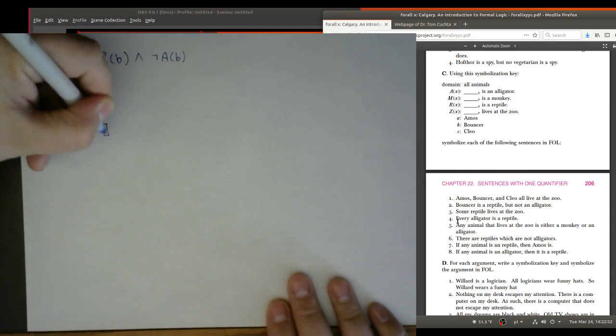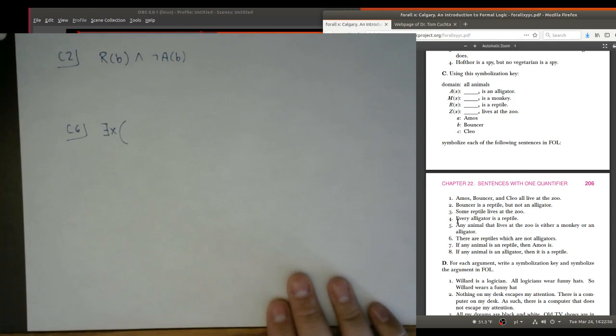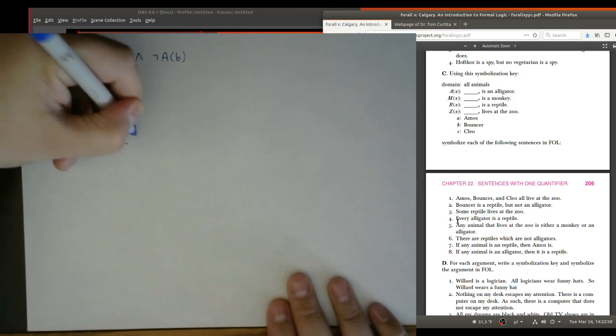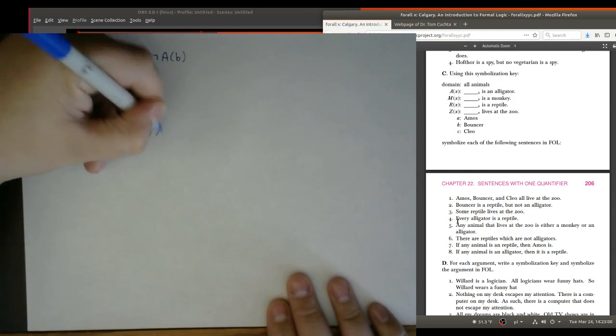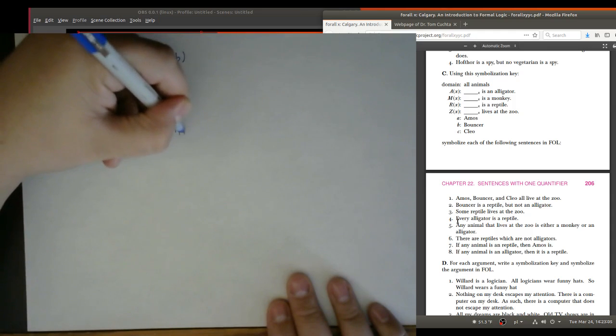So C6, there are reptiles which are not alligators. So again, it's an existential statement. There exists an X such that this X is a reptile. So we use the R predicate. And that reptile is not an alligator, not A of X.